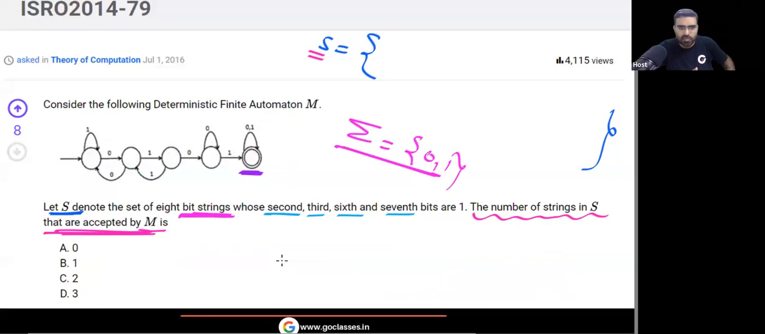So let's check how many strings of this type. 1, 1, 1, 1, 1, 1, then 1, 1, then this. Okay, so how many strings of this type are accepted? First you tell me, you are doing this one. Yes or no? Initially, this is your state A, this is state B, this is state C, this is state D, E.